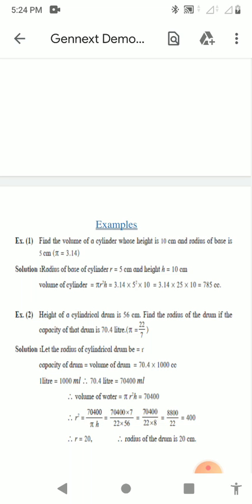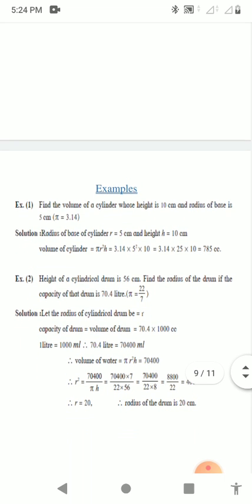Instead of the radius of the base, most of the time they will give you the diameter of the base. What you have to do is just convert the diameter into radius, a simple way. Okay, now moving towards the second problem.